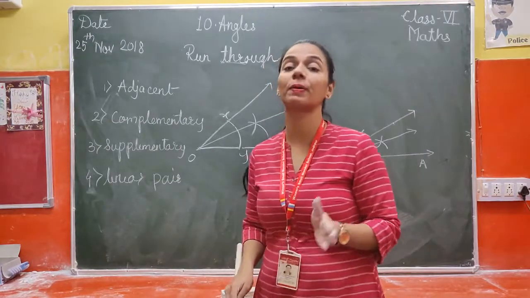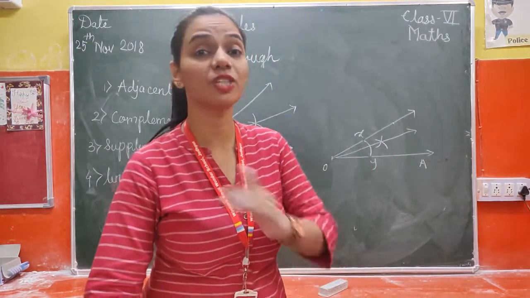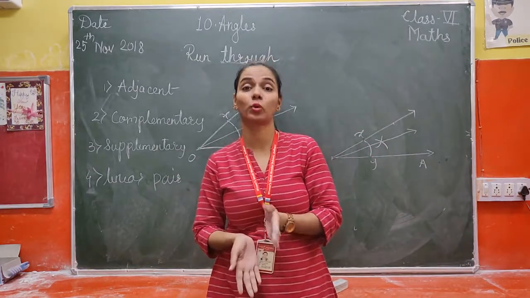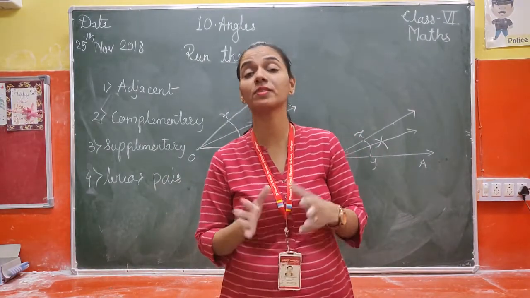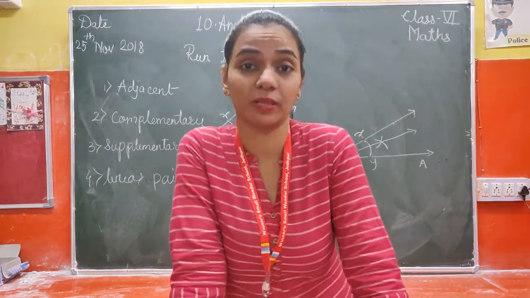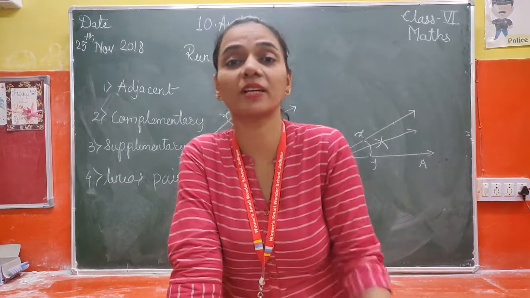Now what is a linear pair? A linear pair is a pair of angles which are formed on a straight line, and the sum of a linear pair is also 180 degrees, and if we have one angle, we can easily find the other by subtracting it from 180 degrees.